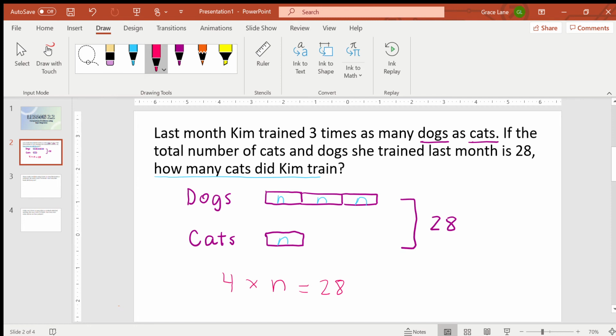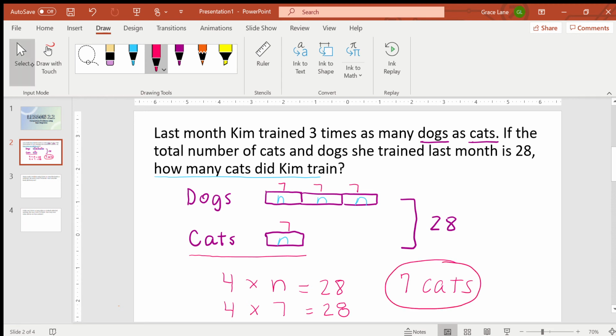So right now think 4 times what is 28, and you should, hopefully, know that 4 times 7 is 28. So that tells me that the letter n, my missing number, was 7. So if I look back in the diagram, each one of these boxes is worth 7. And now you can answer your question. The question said, how many cats did Kim train? So I looked to the row for cats, and since there's only one box, and one box is equal to 7, my final answer is 7 cats.